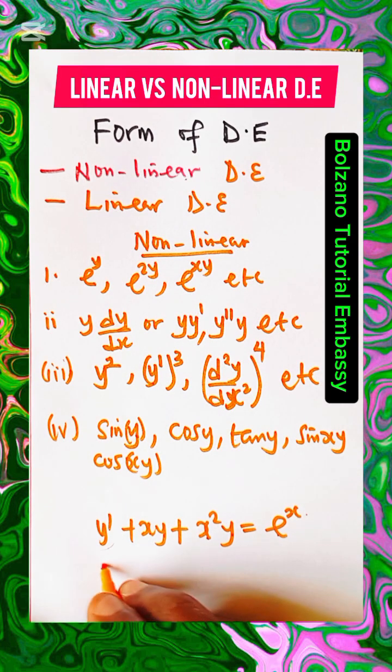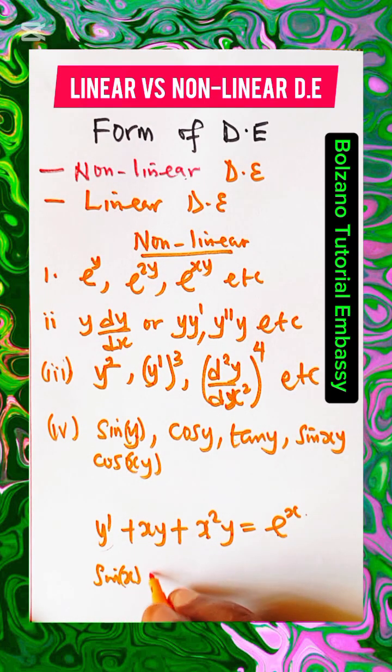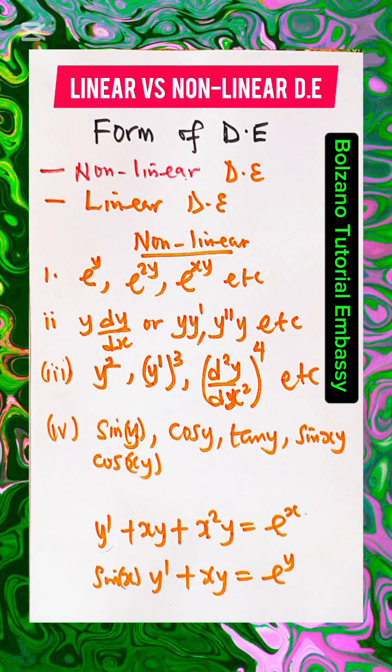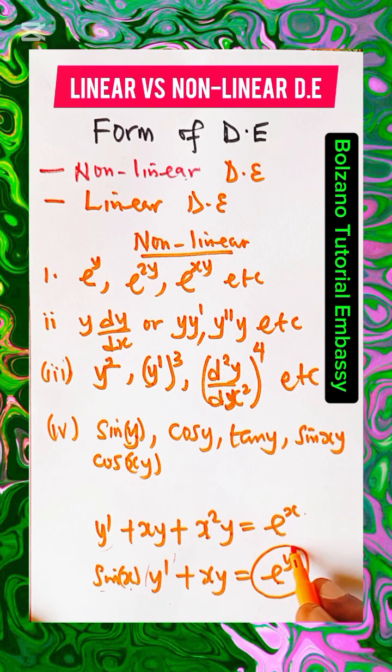Suppose we now have something like this: sine x, then y prime plus xy equal to exponential y. Now look at this. This is a sine function. It contains the independent variable. That's fine. This derivative of y has a power of 1. This is a product of y and the independent variable. That's fine. But here, the exponential is carrying a dependent variable. So because of the presence of this in this equation, we can say that the entire equation here is non-linear.